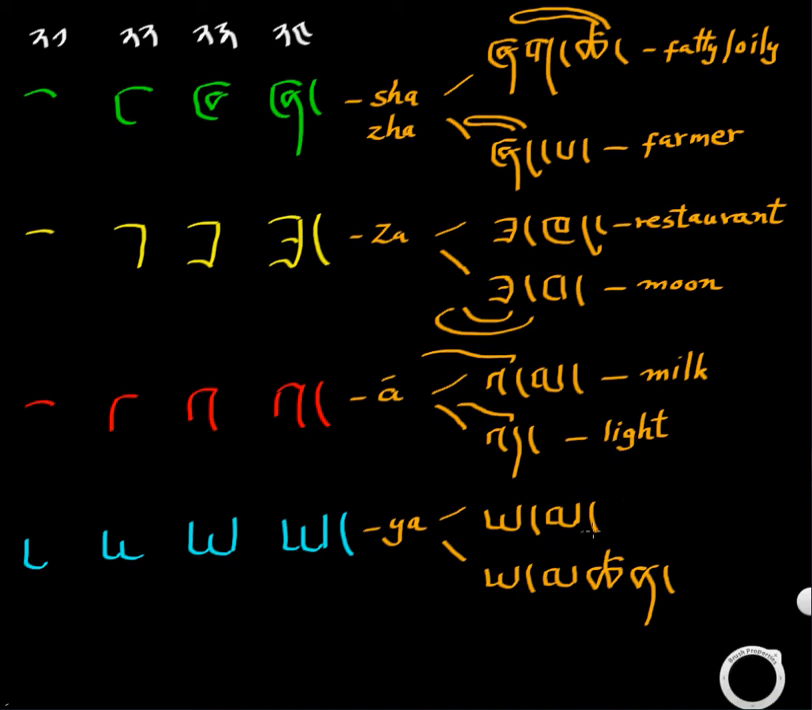And then the next letter is ya, and the example we have here is yama. I actually asked my sister what we call yama in English, and I was told it's sinus.